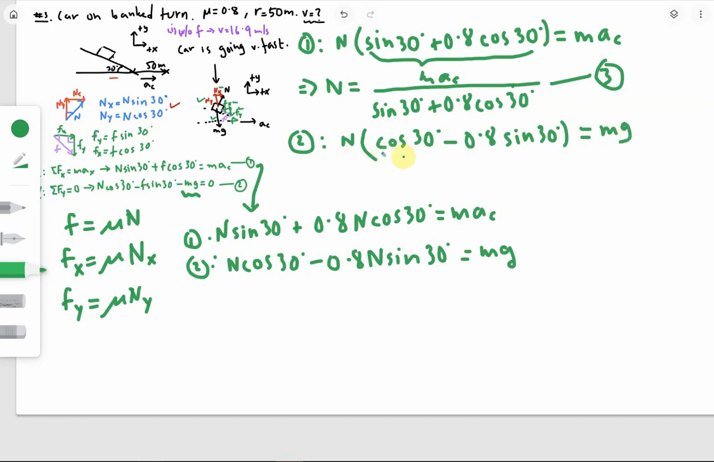Divide both sides by this whole thing, and we are left with, on the left hand side, only n, and on the right hand side we have mg divided by this whole thing, cosine 30 minus 0.8 sine 30. Alright, let's call this equation 4.